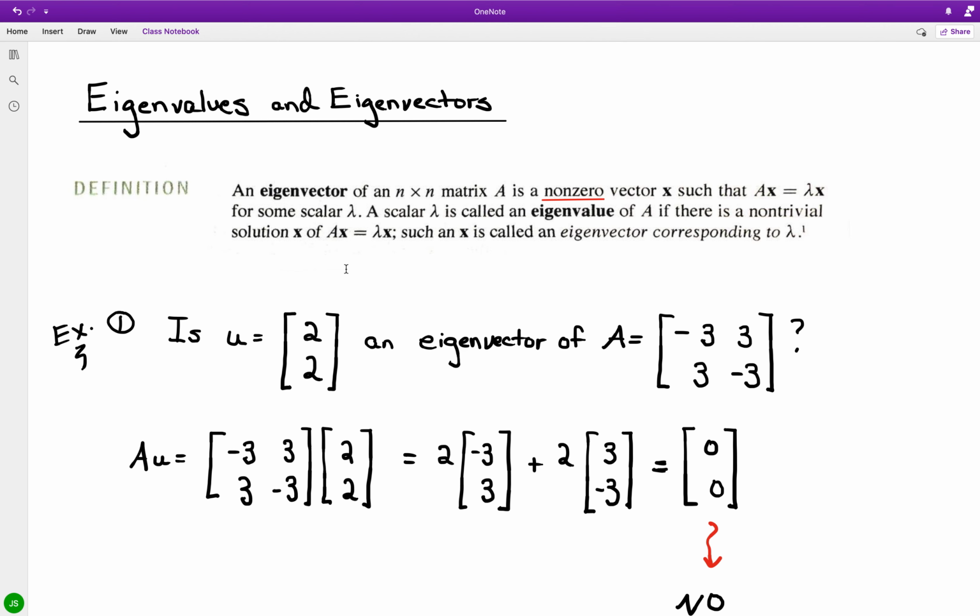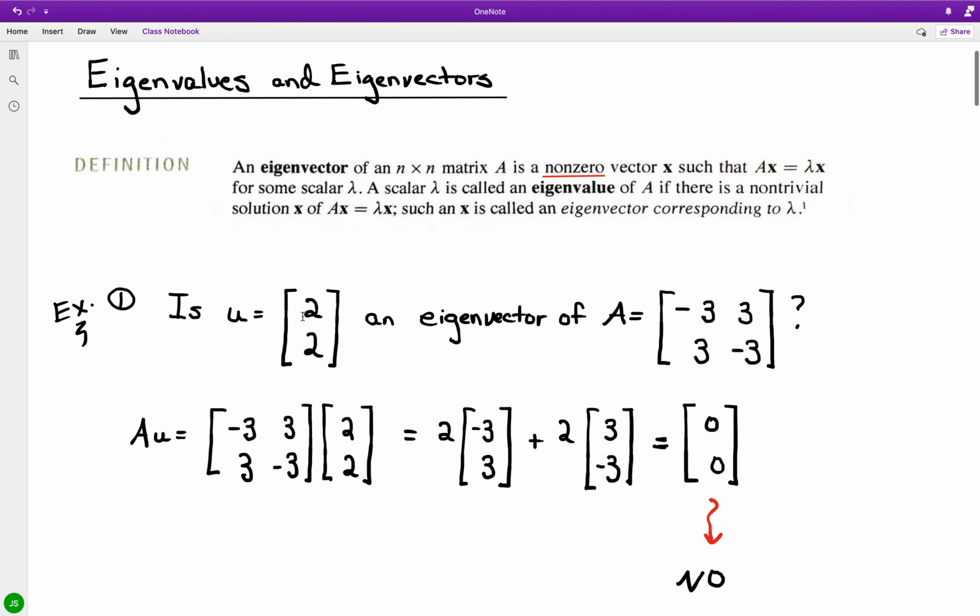Just to get a little sampling, you might have posed a question: if the vector u, which we have set equal to 2, 2, is this going to be an eigenvector of A equal to negative 3, 3, 3, negative 3? To test, we're looking at A times x, or in this particular case, x is represented by u. If I take A times u, in terms of matrix multiplication, we have a 2 by 2 times a 2 by 1.